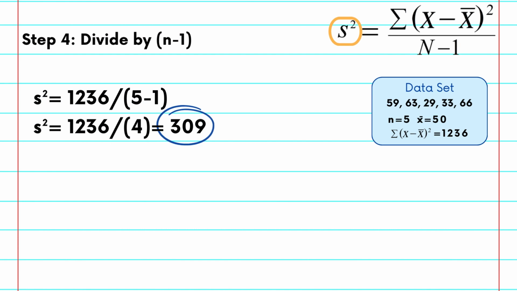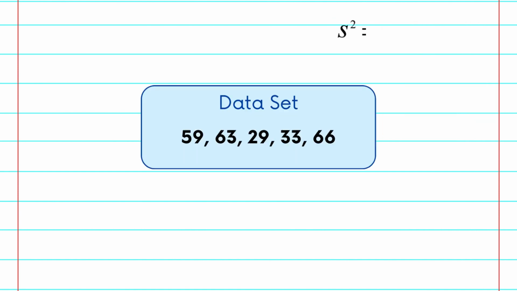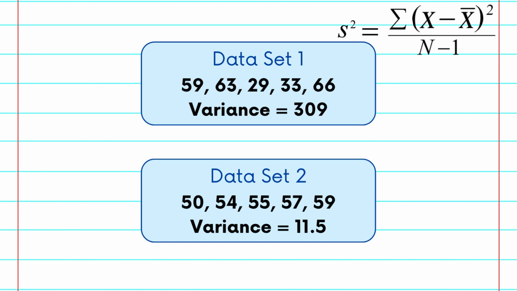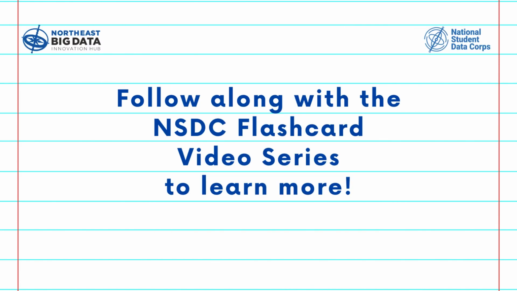So what does this mean? Well, 309 is a larger number, which tells us that the numbers within our dataset are dispersed or spread out by quite a bit. Our dataset included numbers from 29 all the way up to 66, so there is some dispersion there. If the ages all happen to be in their 50s, for example, your variance would have been much smaller.